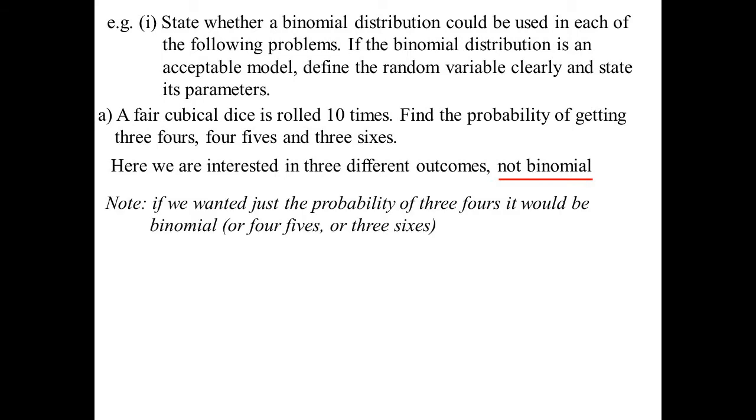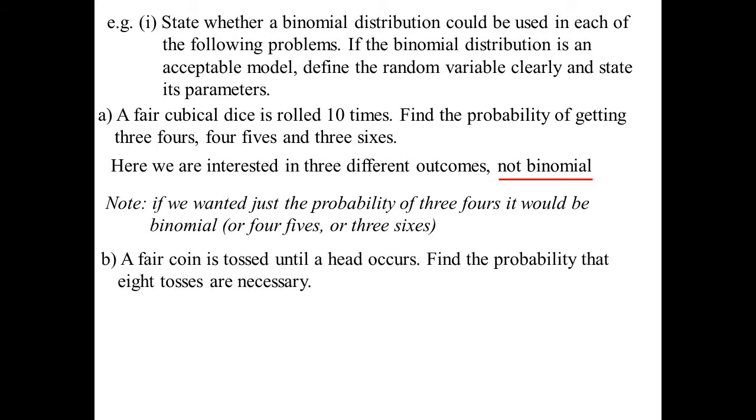Now, if we wanted to just find the probability of 3 4s, that'd be binomial because we're interested in one thing there and it's going to either happen or not happen. We'll get 3 4s or we don't. Success or not success. And similarly, if we just ask for 4 5s or 3 6s, that would be binomial. So a binomial distribution, 2 possible outcomes. The thing you're looking for succeeds or it doesn't succeed.